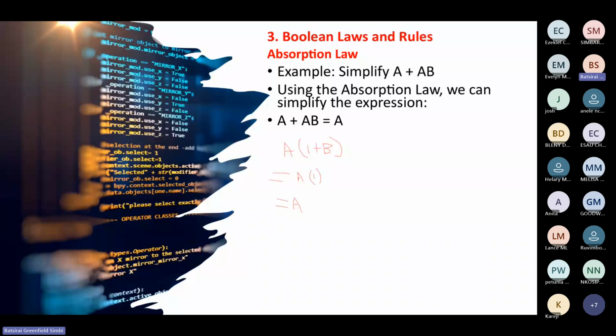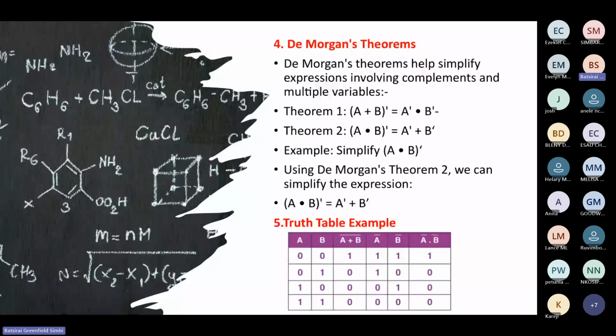Then for the De Morgan's theorems, they help simplify expressions involving complements of multiple variables. You can find the same concept in set theorems again. So if you can grasp it here, it will be easy. Even in a set, you have A union B instead of A plus B. So if you say A plus B complement, it will be equal to A complement dot B complement. Even in sets, it will be A complement intersection B complement.